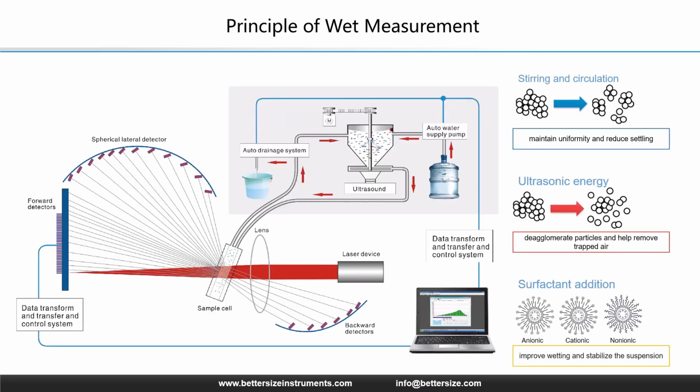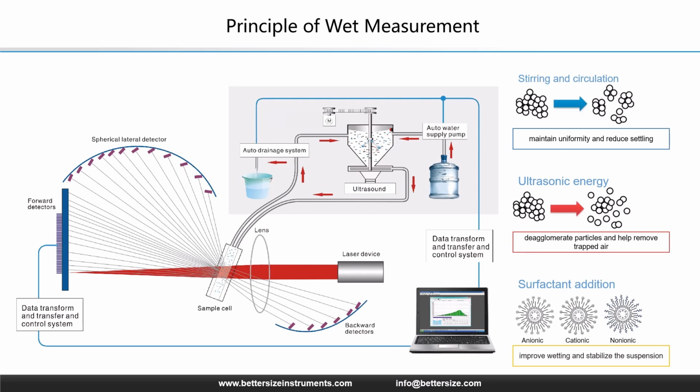Let's deconstruct the wet measurement ecosystem. It is not a static snapshot, it is a dynamic, closed-loop cycle. On the left, you see the architecture. The sample is driven from the circulation tank through the measurement cell where it intersects the laser and then is recycled. This continuous flow ensures that the snapshot the laser sees is statistically representative of the entire bulk sample. But flow alone is insufficient. On the right, we see how we actively manipulate physics to ensure a true dispersion.